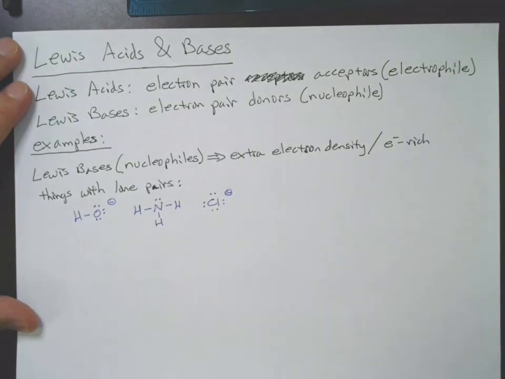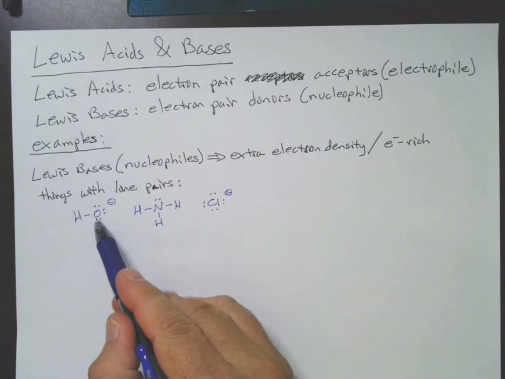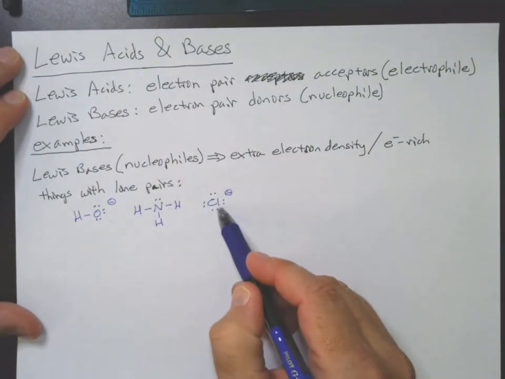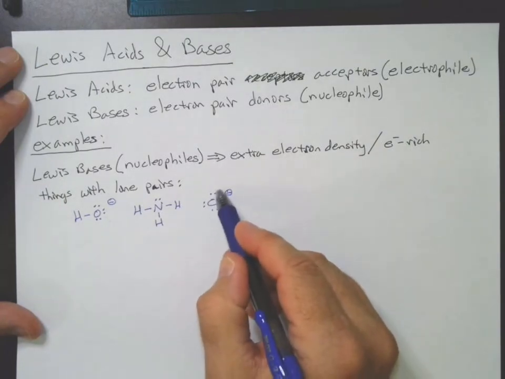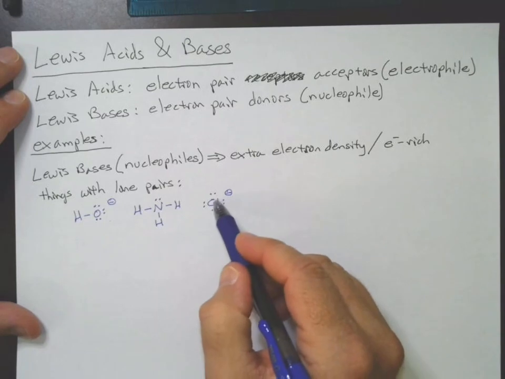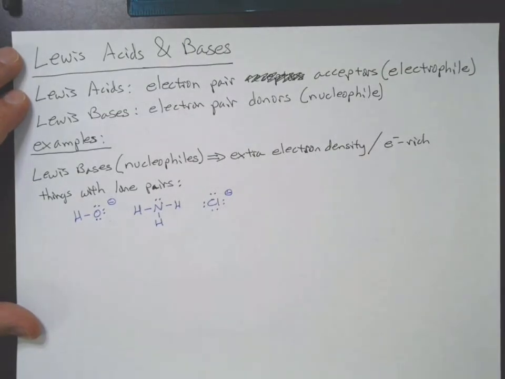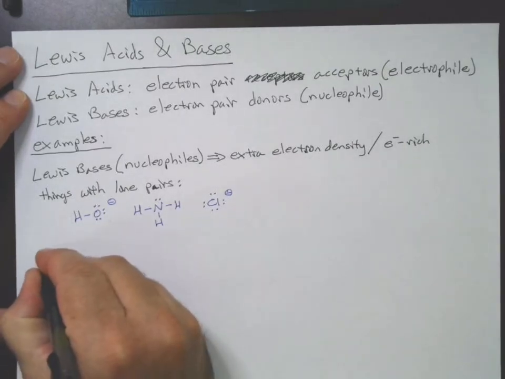All right, so we know OH minus is a good Bronsted base. It's also a good Lewis base. Cl minus is a very weak Bronsted base, but it's actually a reasonable Lewis base. It's got a bunch of extra electron density. There's actually 4 lone pairs. It's relatively electron rich.